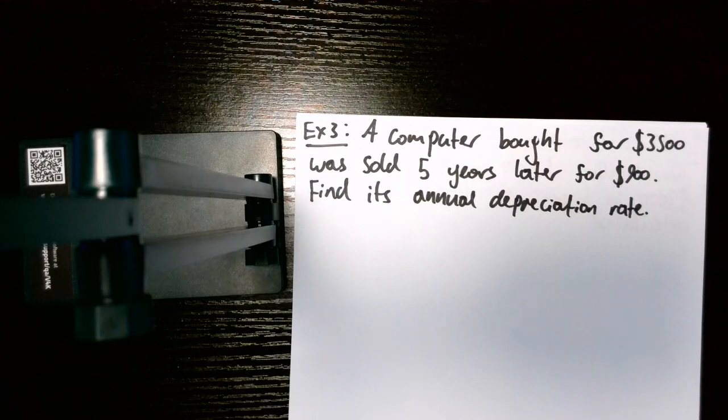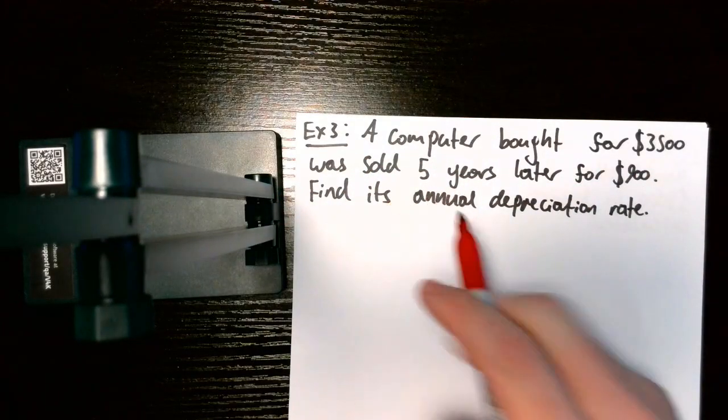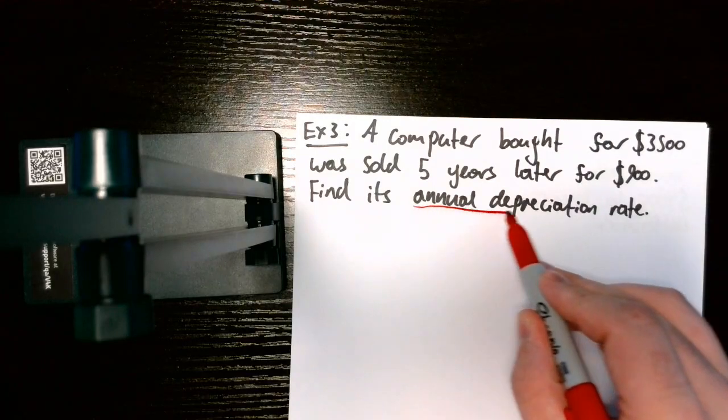Okay, so for our final and more challenging example in this video, let's have a look at this. The question states, a computer bought for $3,500 was sold 5 years later for $900. Find its annual depreciation rate. So I'm going to look at the last sentence in this question. You'll notice it says, find its annual depreciation rate.